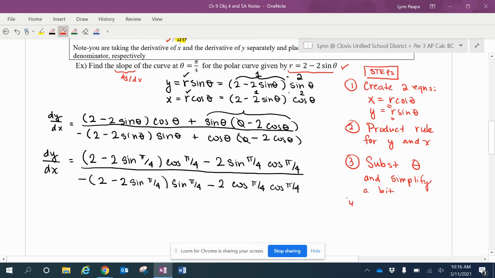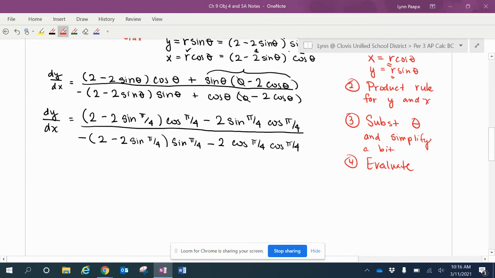And then evaluate, so you can't leave it as like the sine of pi over 4, you actually have to evaluate it, and then we'll end up with a complex fraction, so we'll have to simplify that as well. So I do know that both sine of pi over 4 and the cosine of pi over 4, they're equal to each other because that's at that 45-degree mark, and that's just root 2 over 2. So everywhere I see a sine or a cosine of pi over 4, I'm going to replace that with root 2 over 2.